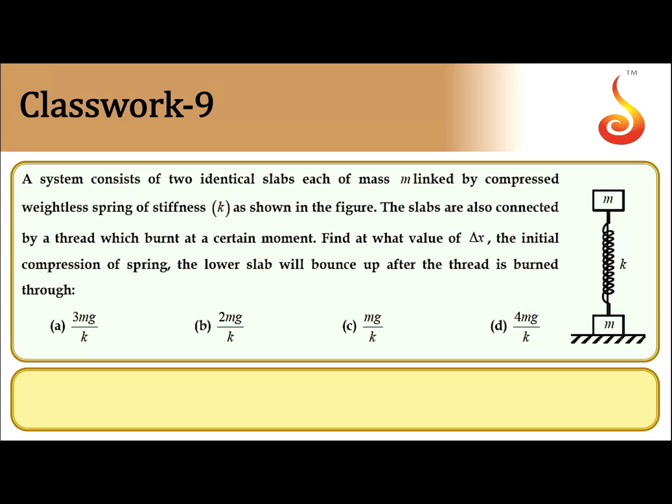Okay. So it's something like this. There is a thread and this thread is burnt, and the value of delta x has to be found such that the lower slab will bounce up after the thread is burnt. Okay? So this is the basic idea. Let's see how to do this. So here is the construction. Now I can show this way.